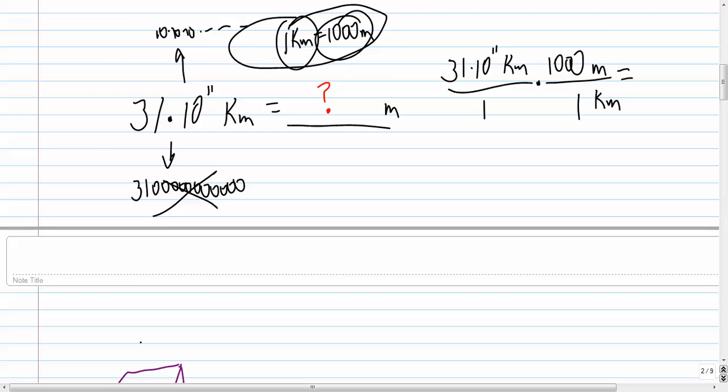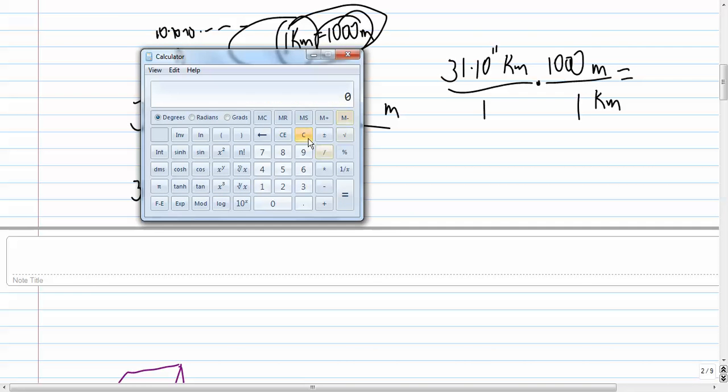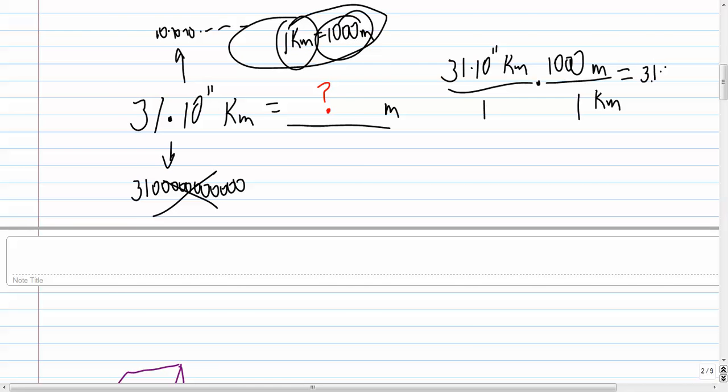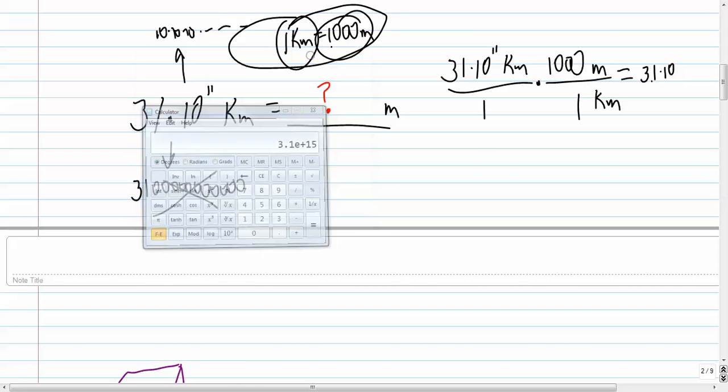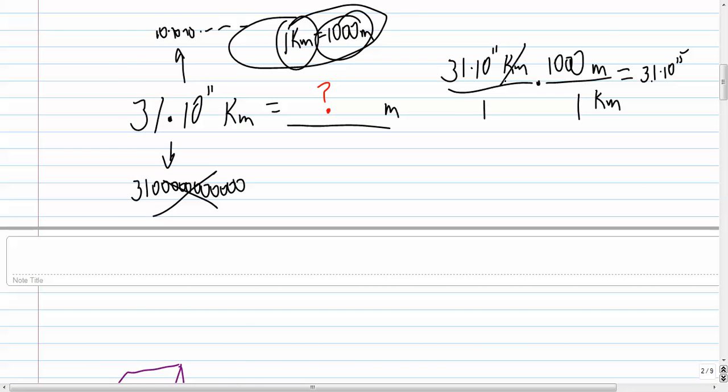So on my calculator, what do I have to do? I've just got to go 31 times 10 to the 11th times 1,000. And I get this crazy number that I don't want to write. So on the Windows calculator, if I hit this button right here, beep, I go, oh, okay, so my answer is 3.1 times 10 to the, what was that? It was 15th. And this E right here, that's just the calculator's way of saying times 10 to the, so times 10 to the 15th what? Kilometers canceled, so our answer is in meters.